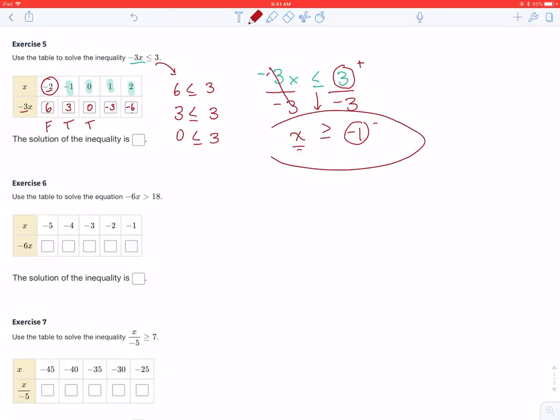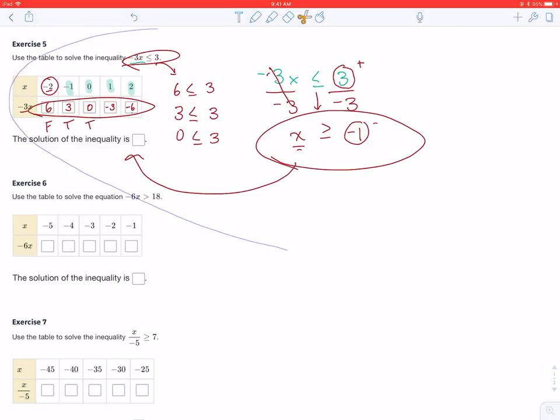That's true. And so hopefully you're catching the pattern that once we solve for the variable, once we solve for x, what we're basically getting here is the answers of the table that are going to give us true statements. And then the solution, just as a reminder, the solution of the inequality is what goes into that second little box, the solution of this inequality.